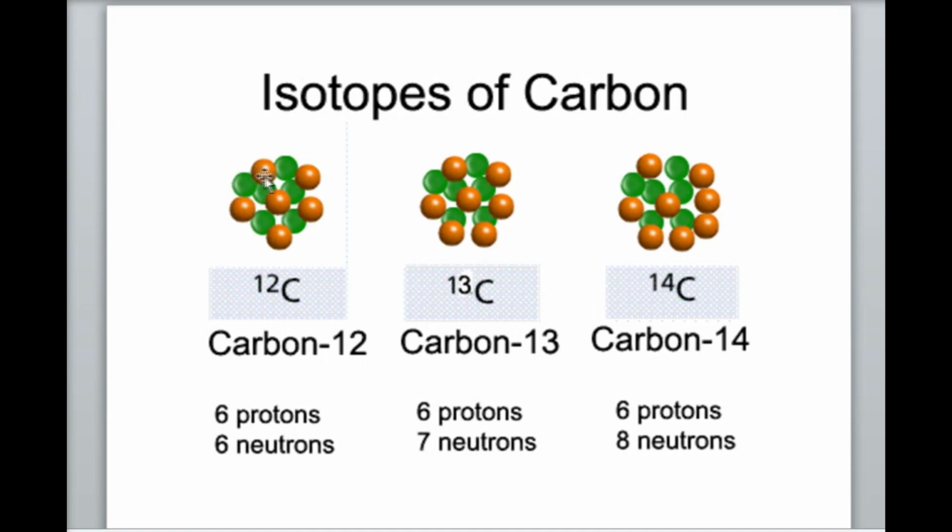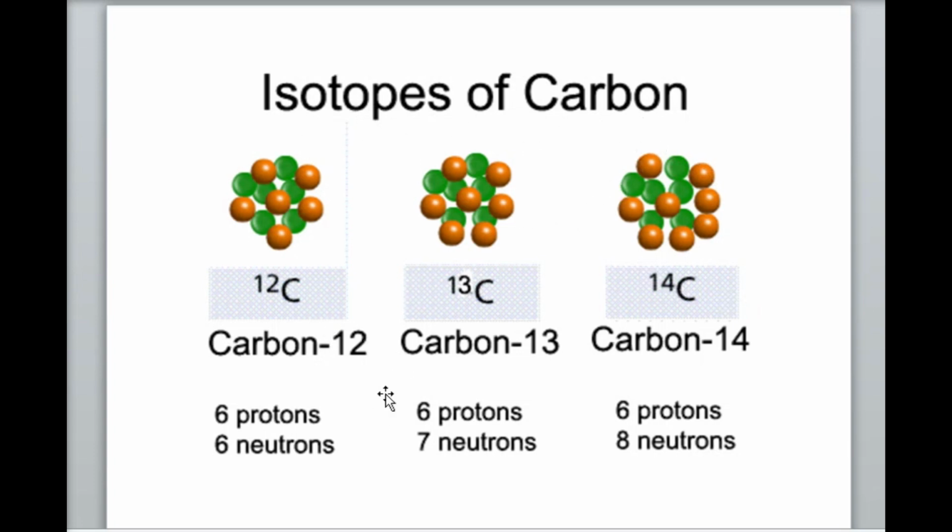Now, if you count these orange things, 1, 2, 3, 4, 5, 6, 6 again. These are neutrons. Here, 1, 2, 3, 4, 5, 6, 7, 7 neutrons. And here, 1, 2, 3, 4, 5, 6, 7, 8, 8 neutrons. So this tells us the mass. If you add up the protons and the neutrons, it gives you the mass. And these are all isotopes of carbon.